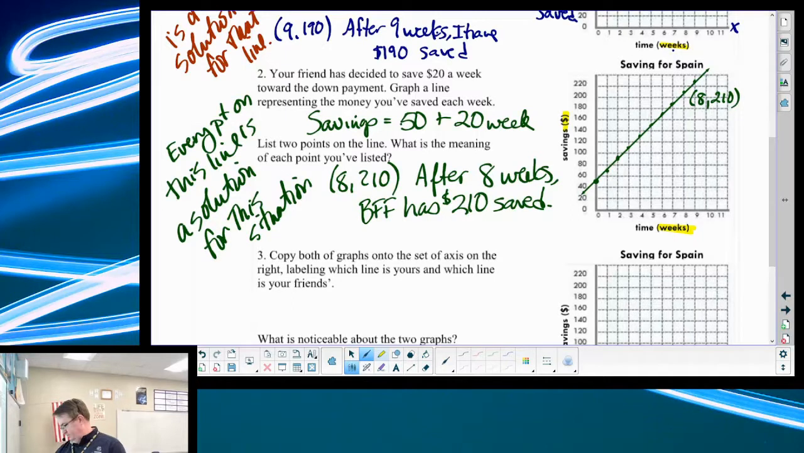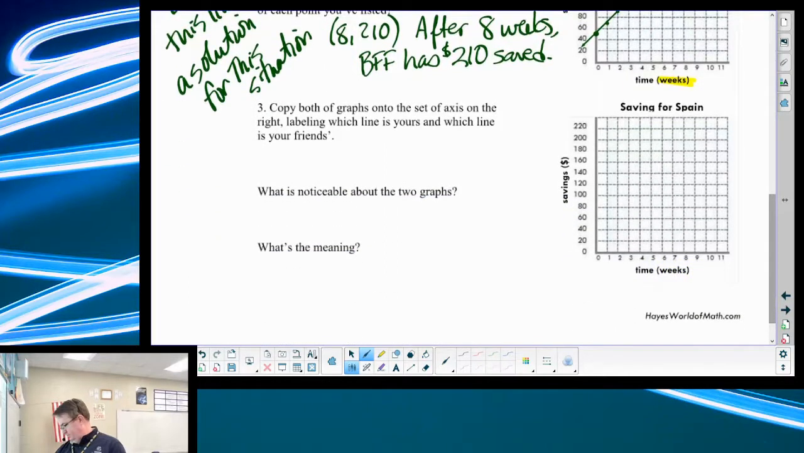So I want you to take both of those graphs and we're going to put them down here in the same set of graphs down over here. All right. So you having $100, adding $10 in from the first graph looks like that. Your best friend forever, starting at $50 down here, but adding in $20 every week, looks like that. So what do you notice about this? What's noticeable about the two graphs? Oh, they intersect, right? Now, don't just say intersection. Where do they intersect? Because that's probably a fairly important point right here.